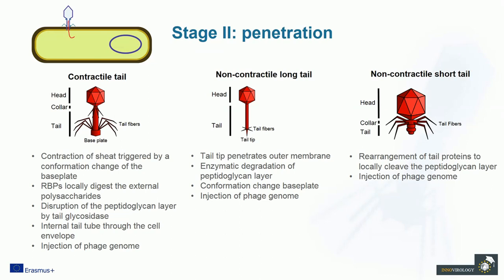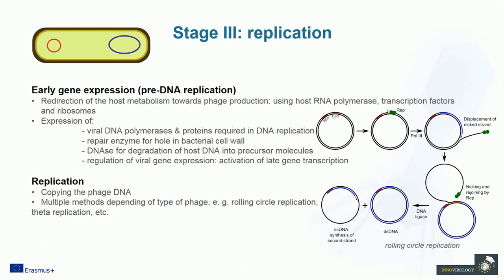Non-contractile long-tailed phages penetrate the outer membrane with their tail tip, followed by enzymatic degradation of the peptidoglycan layer. Next, the base plate will change its conformation and the phage genome can be injected. Non-contractile short-tailed phages first rearrange their tail proteins to locally cleave the peptidoglycan layer, resulting in injection of the phage genome. In the third stage of the infection cycle, the injected phage DNA is replicated.